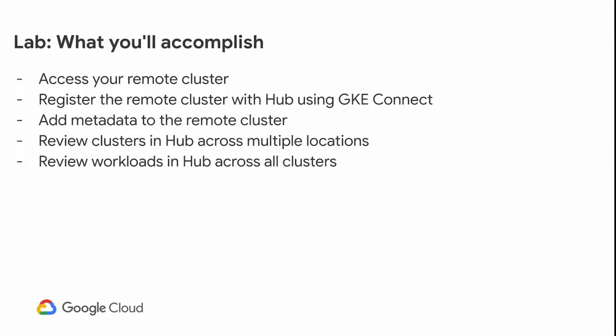So this is what you will accomplish in today's lab. You will access your remote cluster. You will register this remote cluster with Hub using GKE Connect. You will add some metadata to the remote cluster. You will review the clusters in Hub across multiple locations, that's in cloud and on premises. And last but not least, you will review the Kubernetes workloads, which are running in Hub across all clusters. Again, that's on premises and in the cloud.